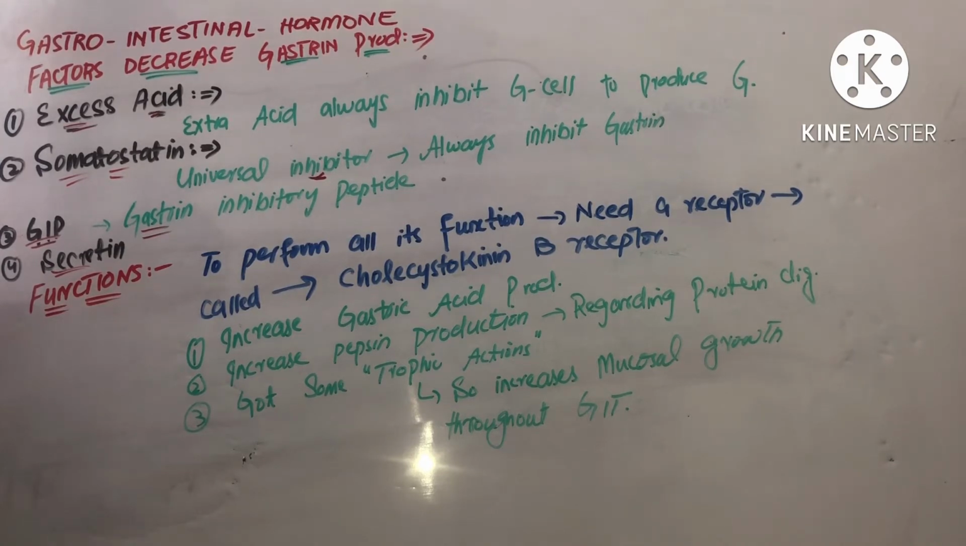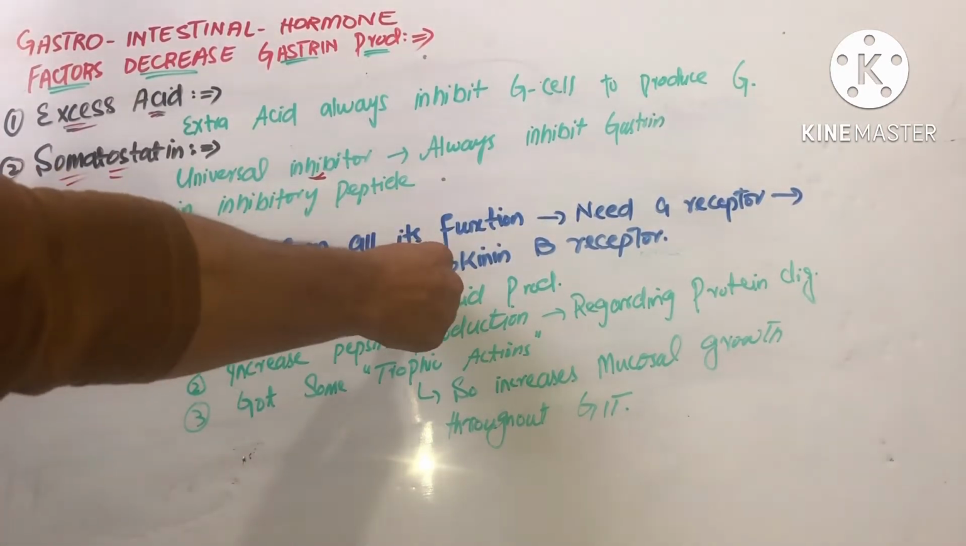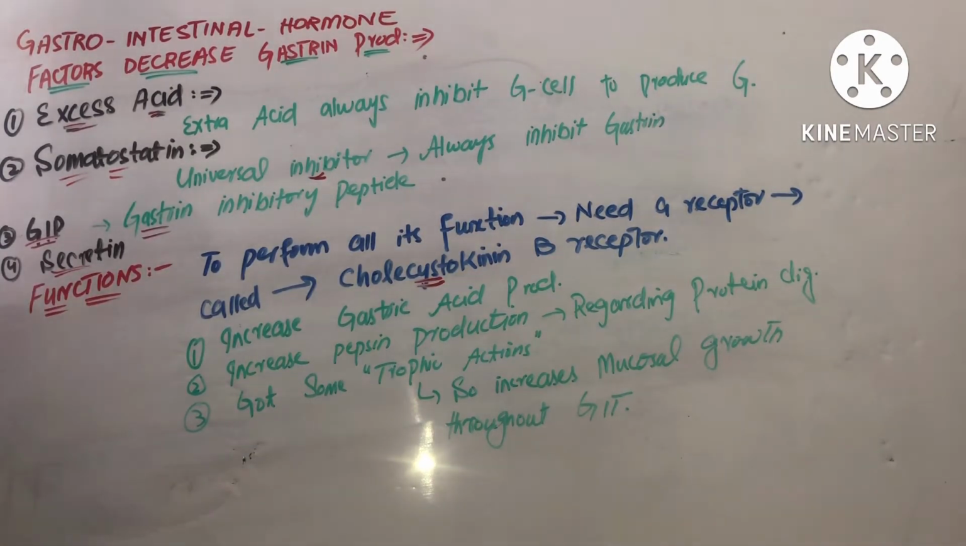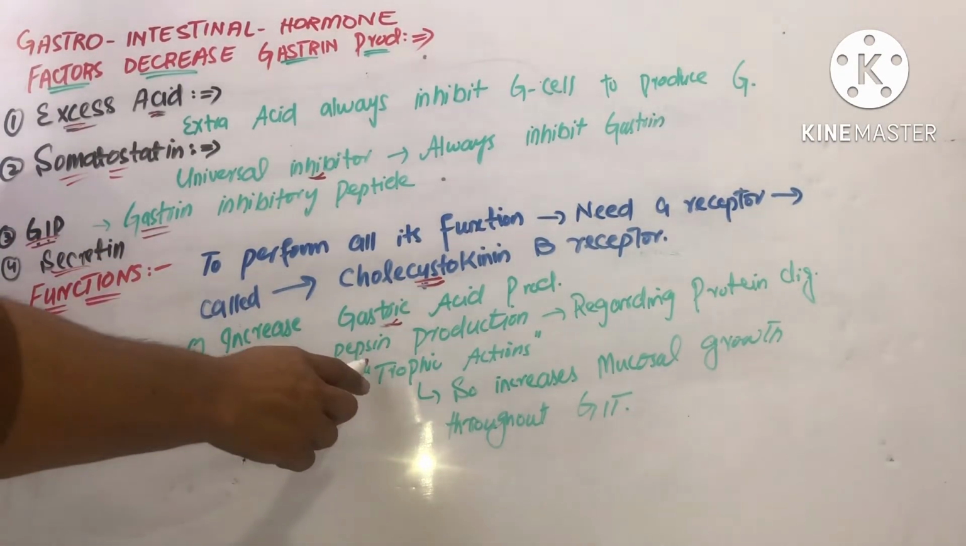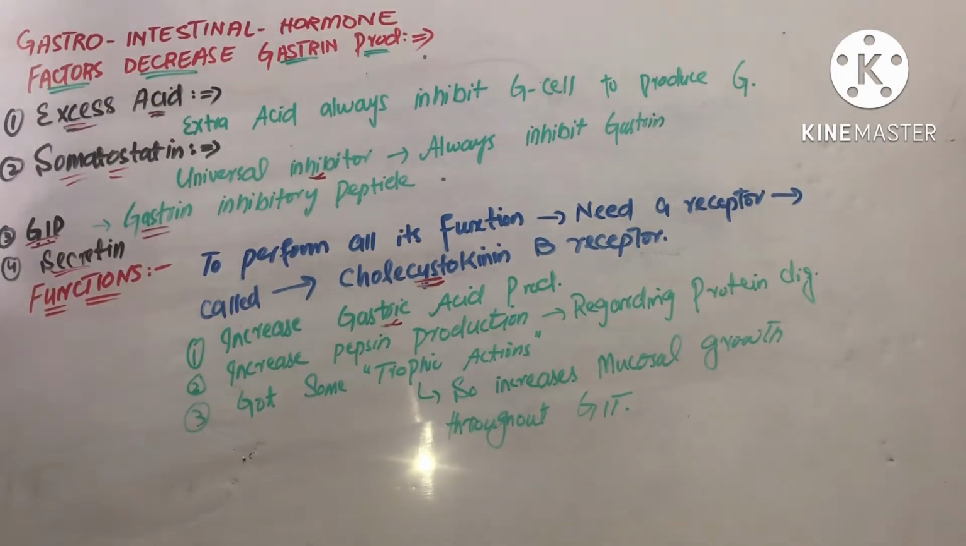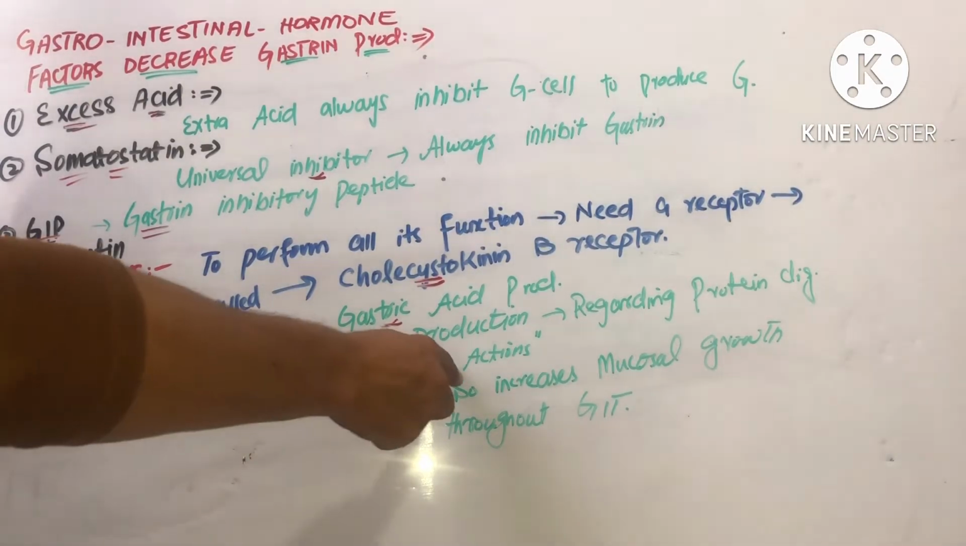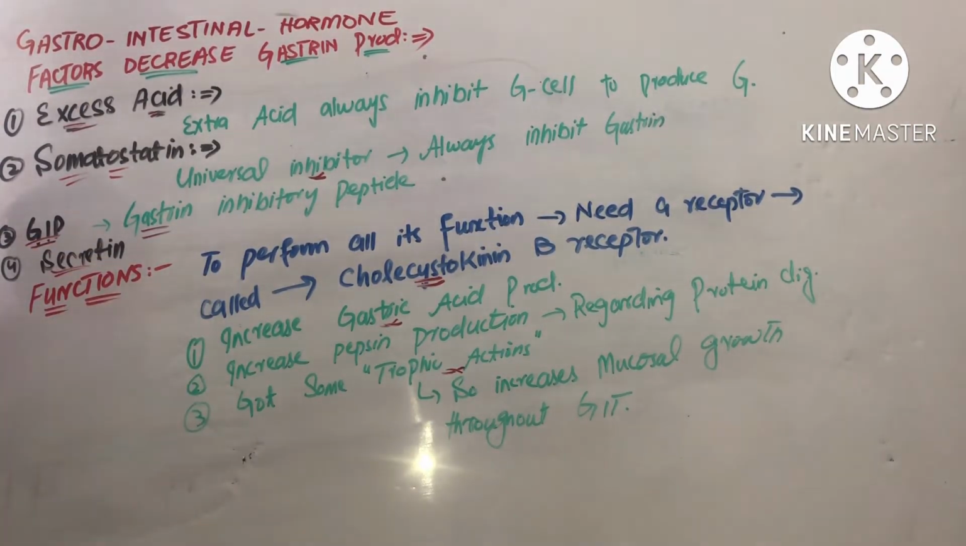Now we will discuss the functions of gastrin. To perform all its functions, it needs a receptor. The receptor for gastrin is called the cholecystokinin B receptor. Number first function is that it increases gastric acid production. Number second, it also increases pepsin production, which is related to protein digestion. And gastrin has some trophic action, so it increases mucosal growth throughout the GIT tract.